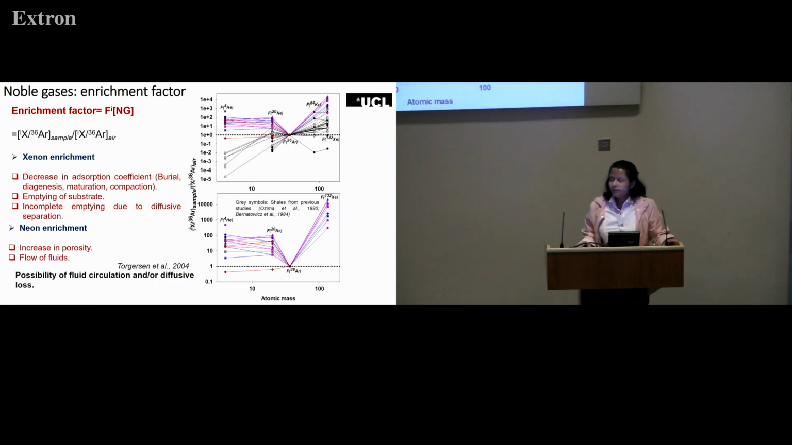And this is about the noble gas enrichment factor. So what does enrichment factor mean? It means we have used the different isotopes of noble gases, for example, 4 helium or 20 neon. We have normalized it to 36 argon for the sample, and then we normalized it to air. And you notice the V pattern in both the graphs.